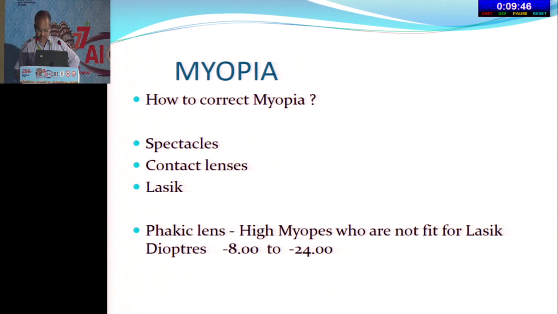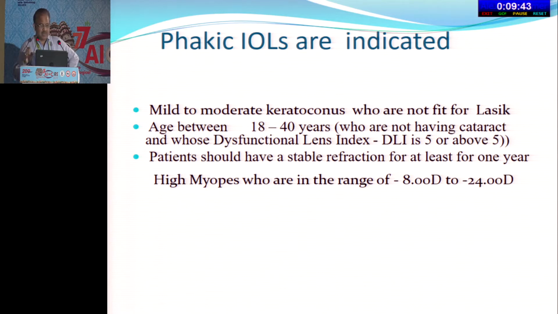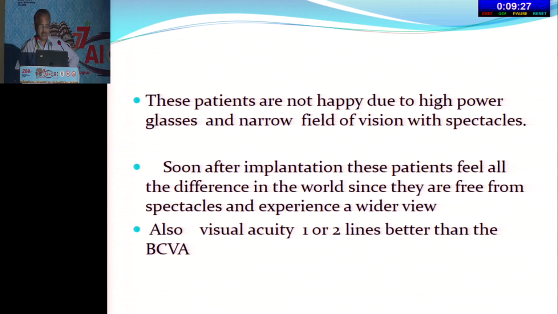In the diopter range of 18 to 24, phakic IOLs are indicated in the age between 18 to 40 who are not having cataract and whose dysfunctional lens index is more than 5. Patients have a stable refraction for at least 1 year. These patients are not happy due to high power glasses and narrow field of vision. Soon after implantation, these patients feel all the difference in the world since they are free from glasses and experience a wider view. Also, visual acuity is 1 or 2 lines better than the best corrected visual acuity.